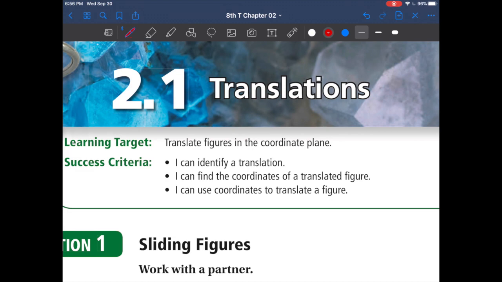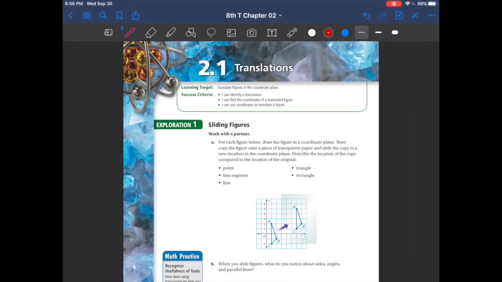We will be able to translate figures on a coordinate plane. I can identify a translation, I can find the coordinates of a translated figure, and I can also use the coordinates to translate a figure. All right, so let's get into today's lesson.